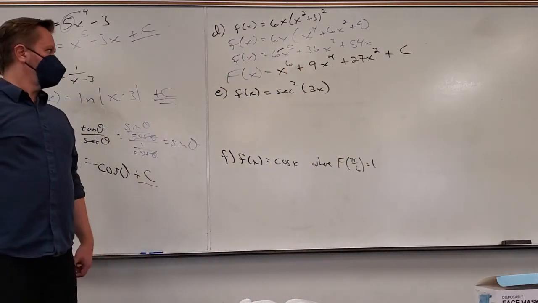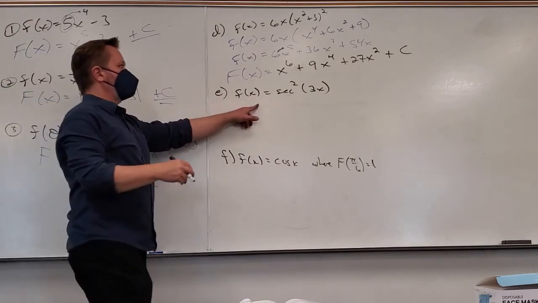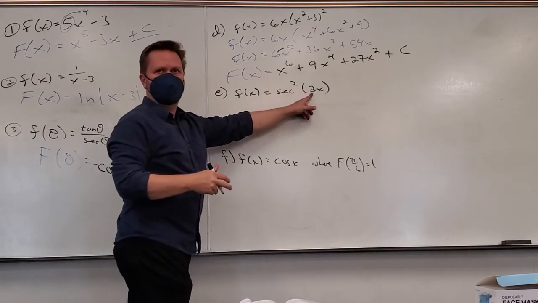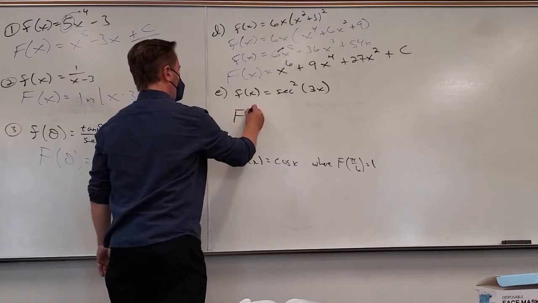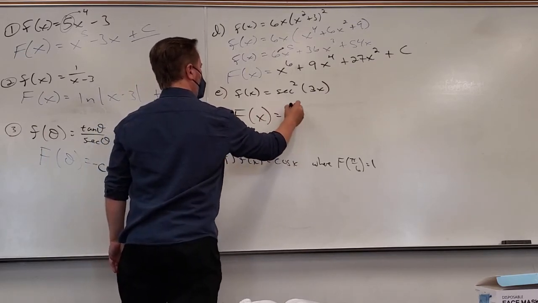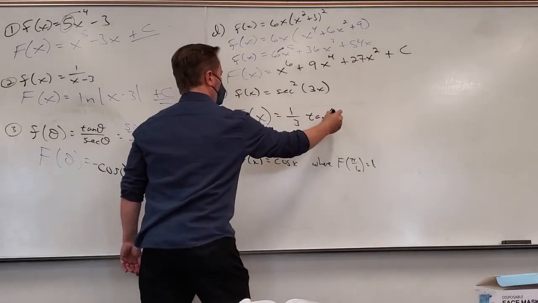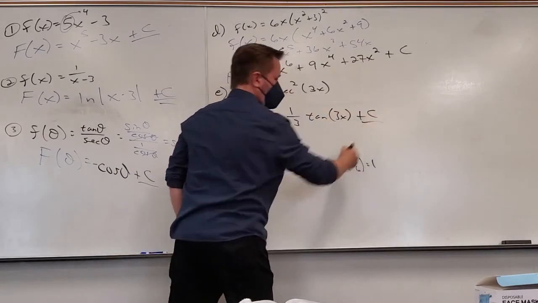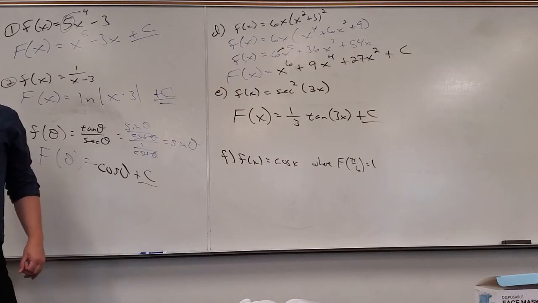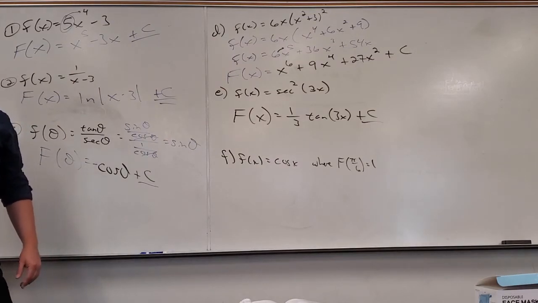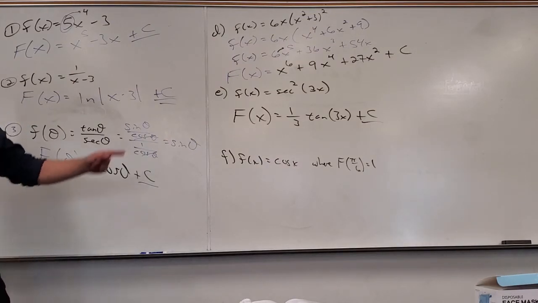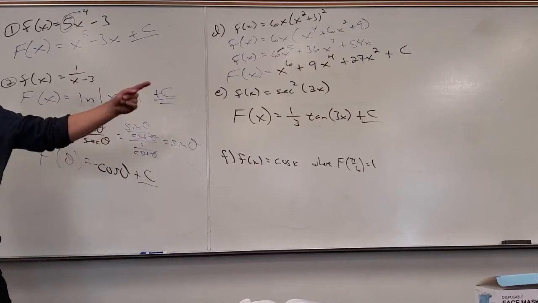Okay. Of course, this one's pretty direct, except for the 3, right? But we all know what to do with that now. 1/3. Tangent 3x, plus C. I was thinking about those old commercials. Expedia.com. That's just me. Plus C.